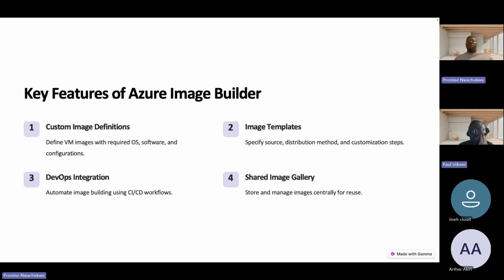So this is one way you can do it. You can customize your image definition, right? You can add software inside the image. You know what exactly you want the image to do for you. Another thing again is the image templates, right? You can then provide a customized template of what you want in your image. So you can see here it says specify source, distribution method, and customization steps. All of these steps you can then list down, and then from there you can provide for, let's say, anyone who wants to actually deploy this particular image.